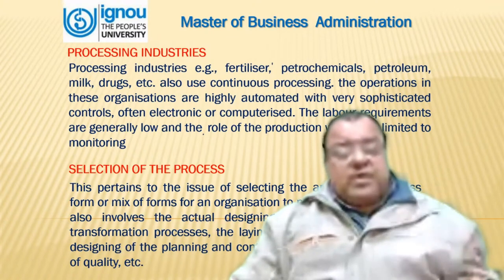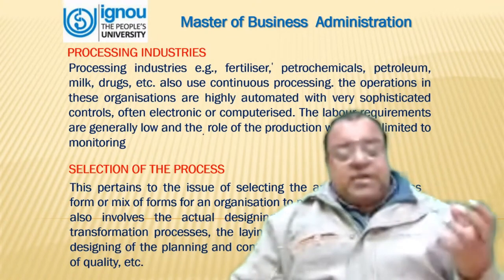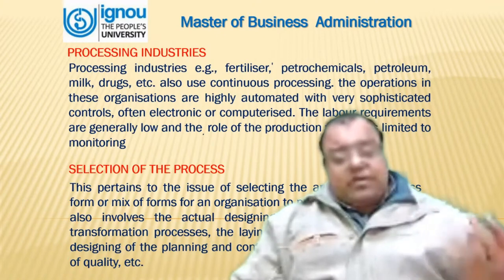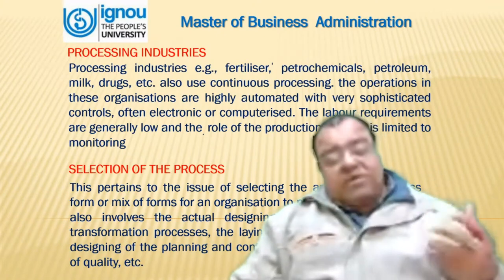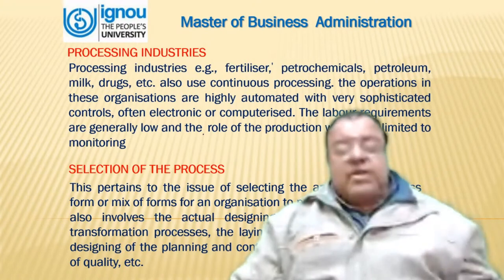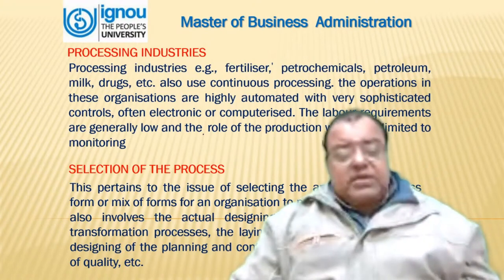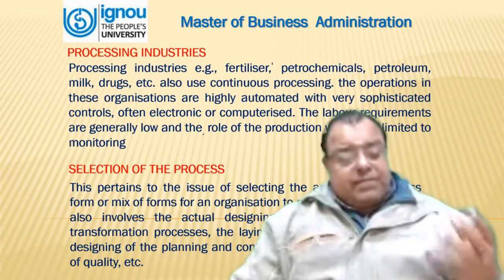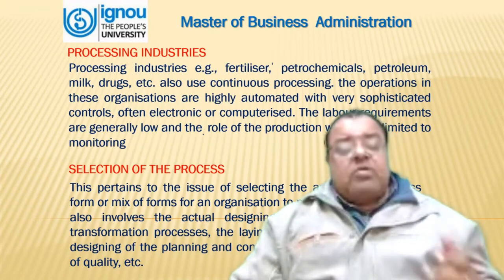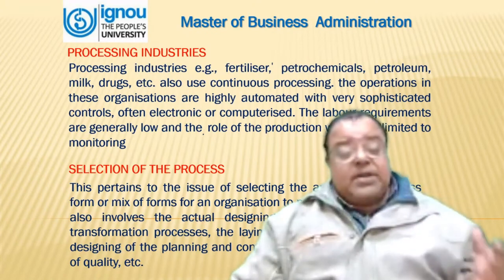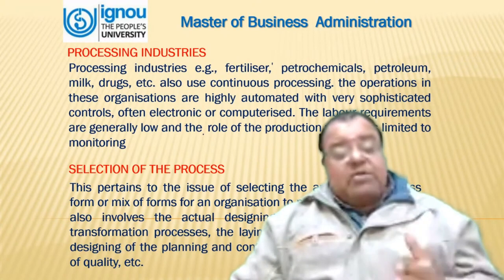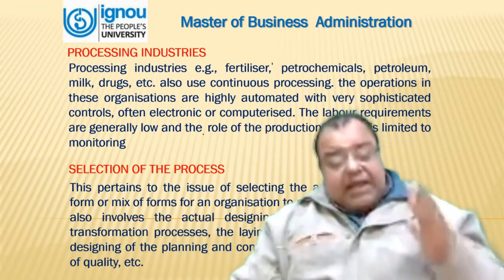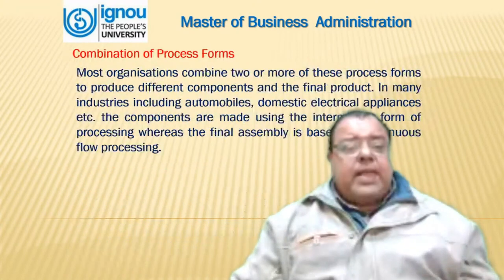Selection of the process. This pertains to the issue of selecting the appropriate process form, or mix of forms, for an organization to produce its output. This also involves the actual designing and laying out of the transformation processes, the laying out of the workplaces, the designing, planning and controlling procedures, the assurance of quality, etc.